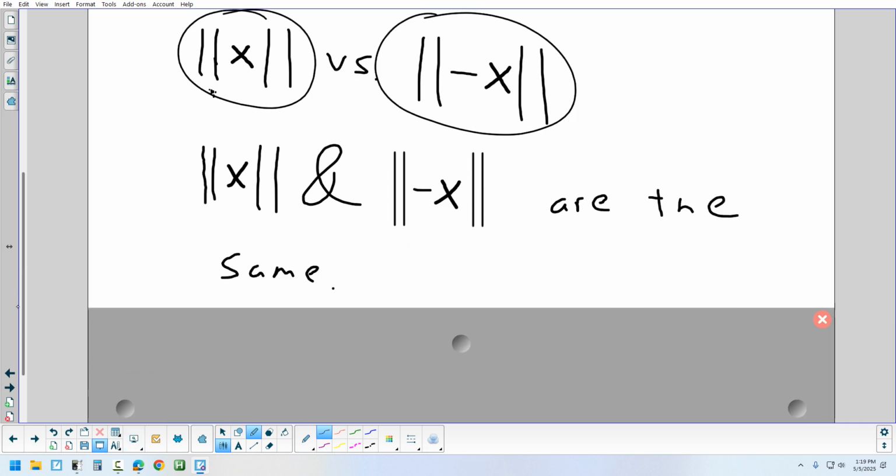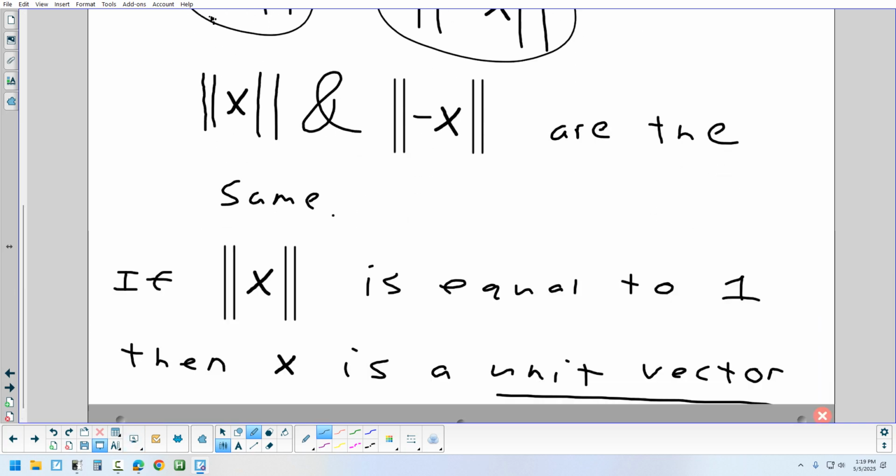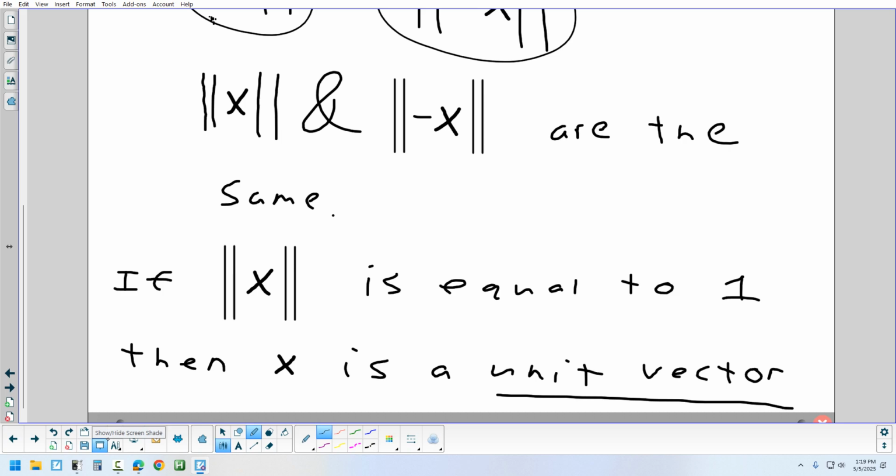Those two things are exactly the same. And then the last thing I think I write on this page is, if the magnitude of a vector comes out to exactly 1, that's a unit vector. And that's starting to get at the i, the j, and the k that I mentioned to you. We are going to get to i and j today. k we will not get to.